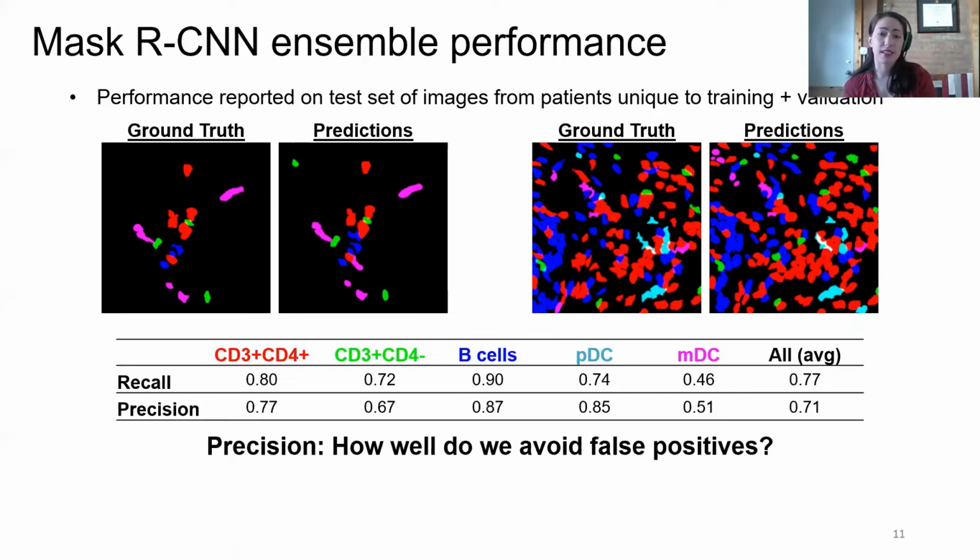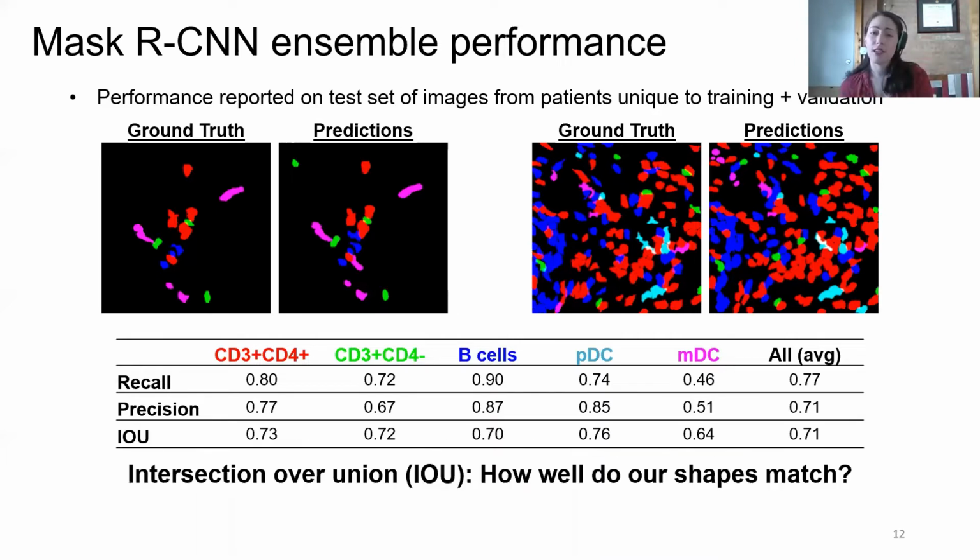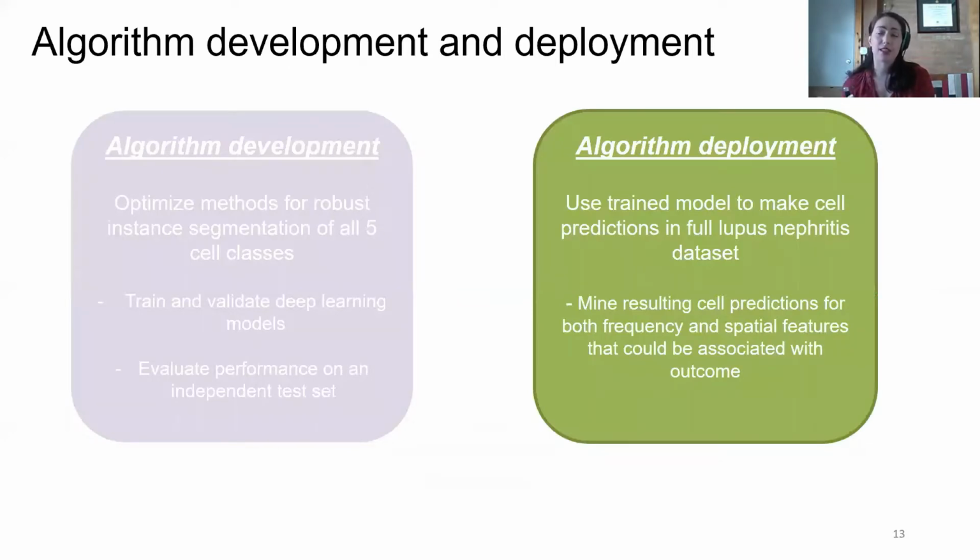pretty good performance on our lymphocytes and our PDCs. Then we move to precision. So how well do we avoid false positives in our object detection class? And again, we have pretty good precision on our CD4 positive and our B cells and our PDCs, not as great precision on MDCs, and CD4 negative T cells is getting there, but there are some false positives labeled that were actually CD4s. And finally, intersection over union was pretty consistent over all cell classes. So that's how well do our shapes match. And given the differences between a person doing this, the same person doing it over and over again, these IOUs are pretty standard.